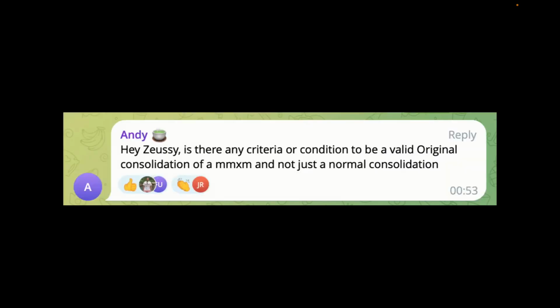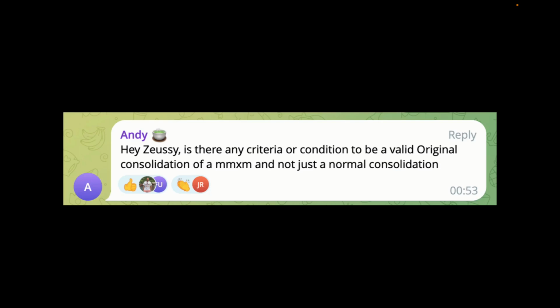The next question that I want to touch on is a question by Andy, and the question is as follows. Hey Susie, is there any criteria or condition to be a valid origin consolidation of a market maker model and not just a normal consolidation? Of course there is. Else there is no objectivity behind your trading, and the question is always, what consolidation do I use? What is my target? What is the price level that I'm targeting? What am I aiming for? And it's something that I thought was already clear to everyone throughout this model series.